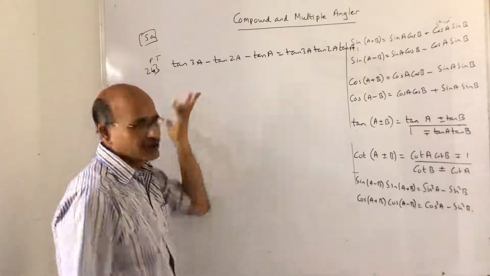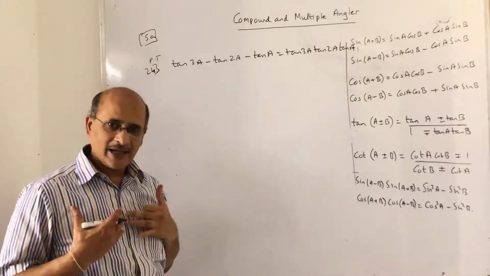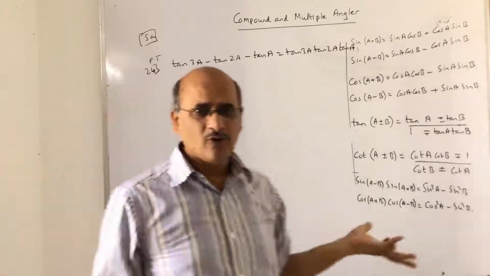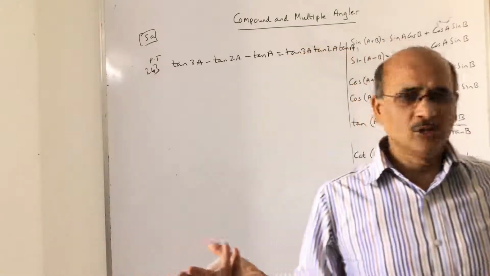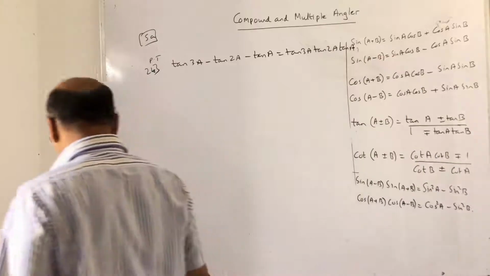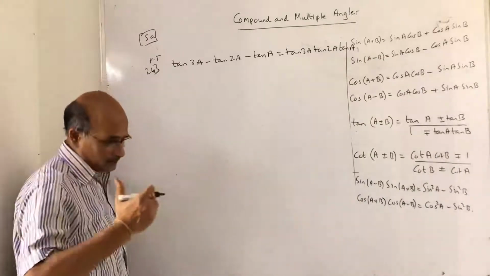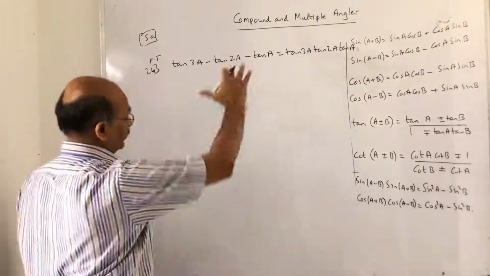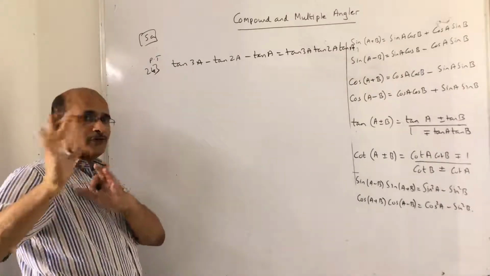I don't know what 3a stands for. 3a is 3 times the angle, I know that. But tan 3a, who knows the formula? I don't know. So, it's difficult to understand and work in a proper way this particular sum. So, I will think out of the box now.